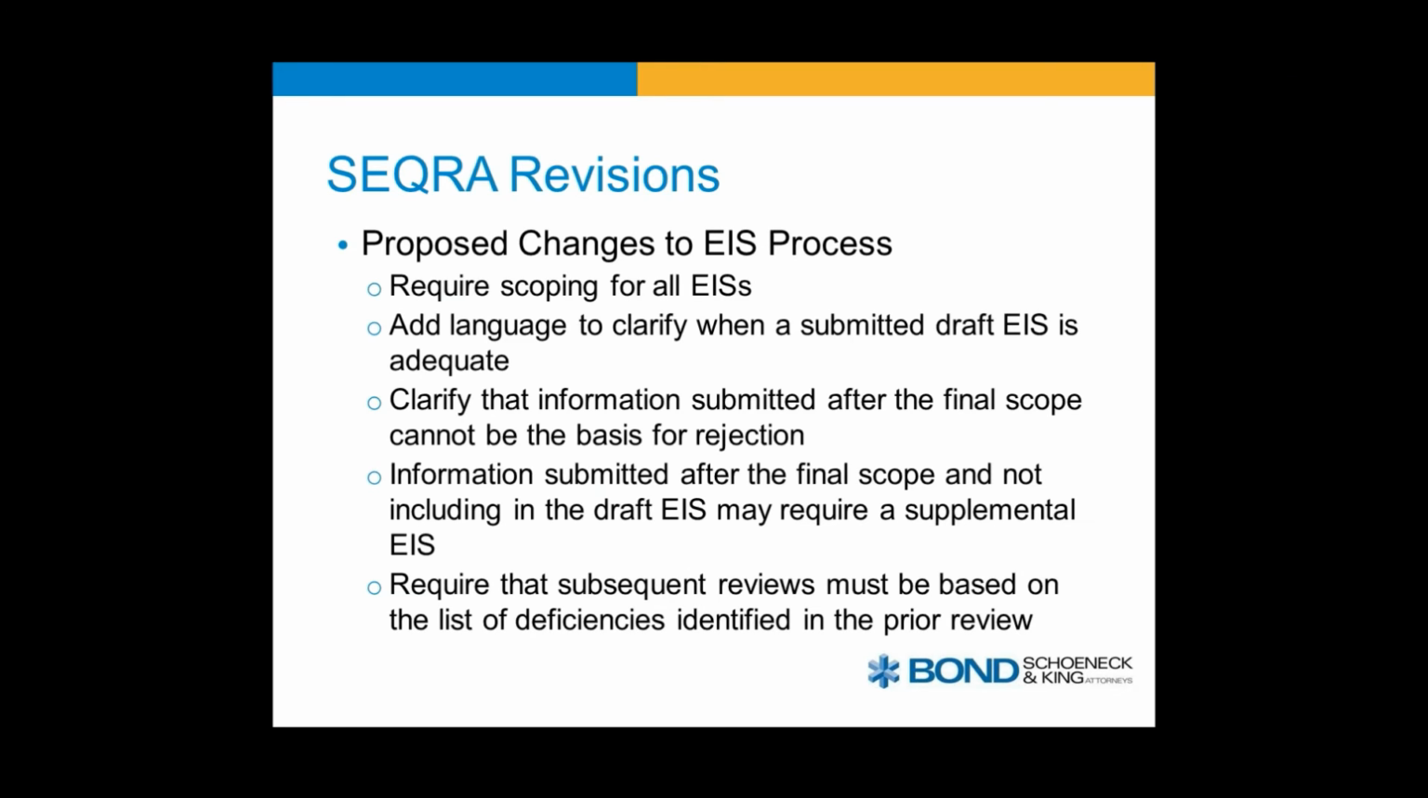And then just changes to the EIS process. Again, I mentioned earlier that they're proposing to make scoping mandatory. They're going to add some language to clarify when a submitted draft EIS is adequate. Basically, it will involve using the final written scope to determine whether everything is in the EIS. They're also changing some time periods, increasing the time period to review a DEIS for adequacy, and increasing the time period to issue the FEIS after a DEIS is accepted.